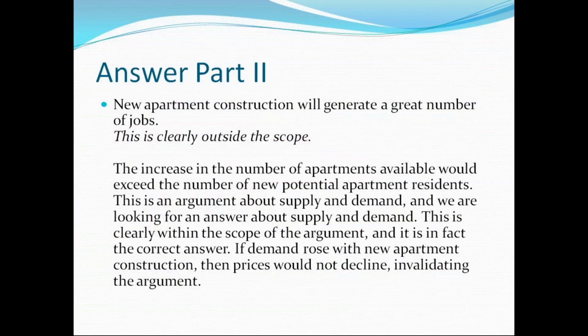So E, the increase in the number of apartments available would exceed the number of new potential apartment residents. This is an argument about supply and demand, and we are looking for an answer about supply and demand. This is clearly within the scope of the argument, and it is in fact the correct answer. If demand rose with new apartment construction, then prices would not decline, invalidating the argument.